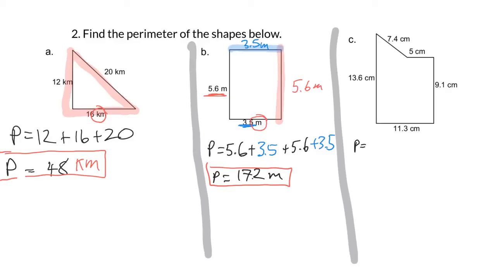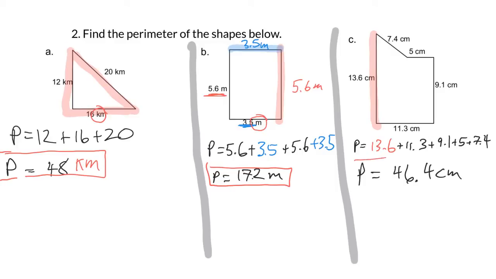We're going to start from this side here, and we're going to go all the way around. So you have 13.6 plus 11.3 plus 9.1 plus 5 plus 7.4. And you get, when you add them all up, 46.4 centimeters, which is what we expect.